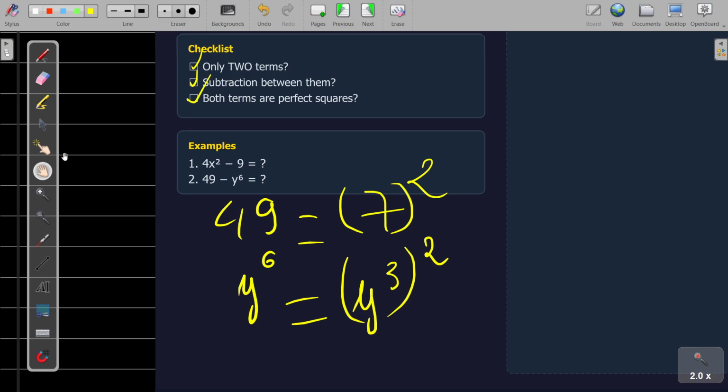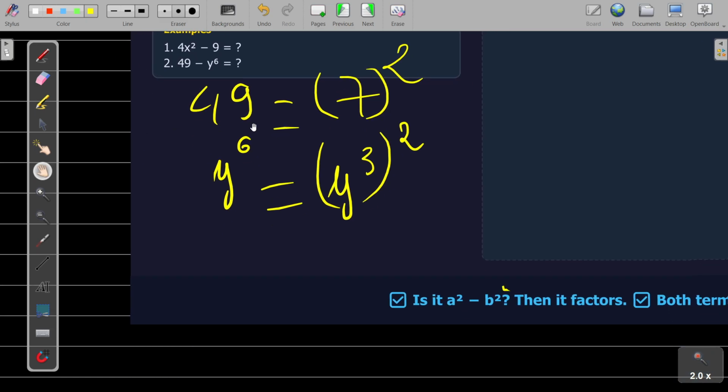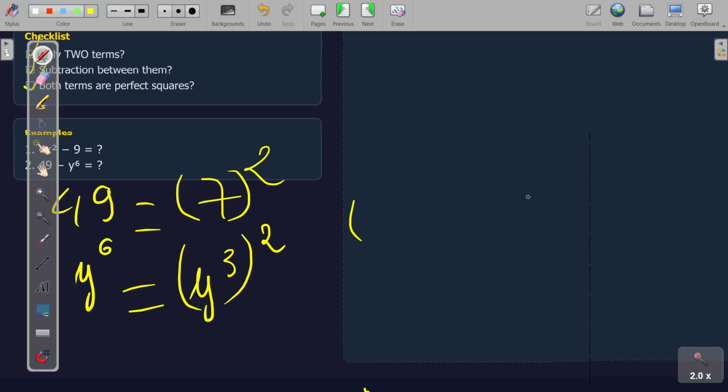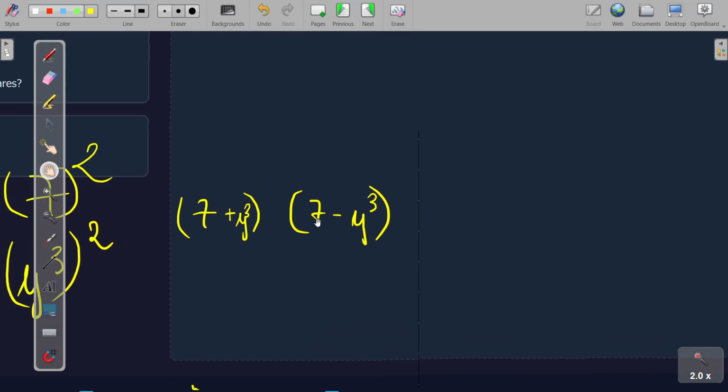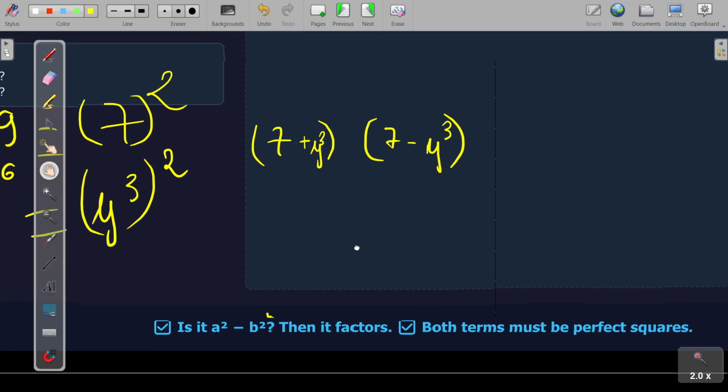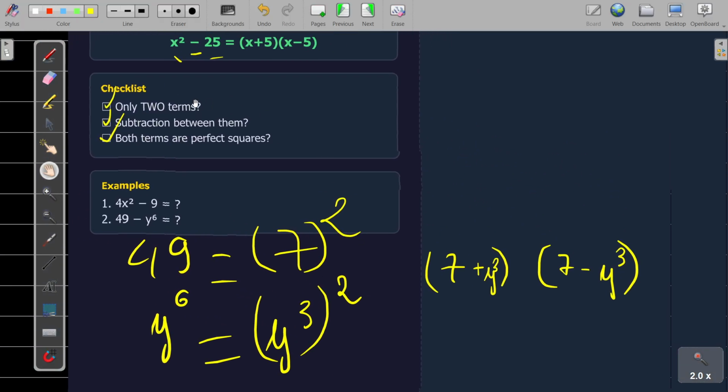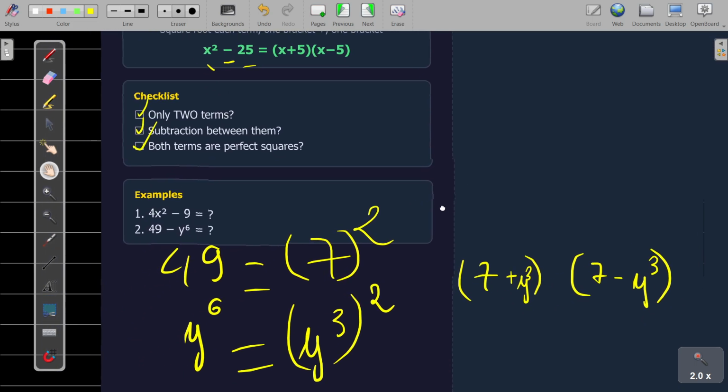So let's apply our rule and apply our brackets. Let's write that out. 7 in each, plus, minus, y cubed. So that should just be it. I'm not going to check this, because I'm applying a shortcut and rule, and formula shortcuts are almost always correct. So all you need to do is run through the checklist and apply this pattern in reverse. That's it.